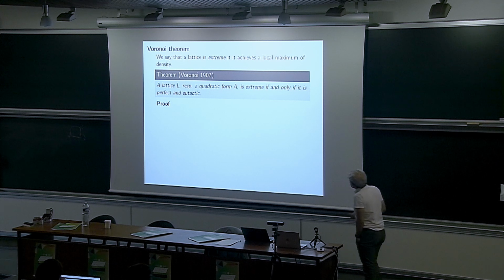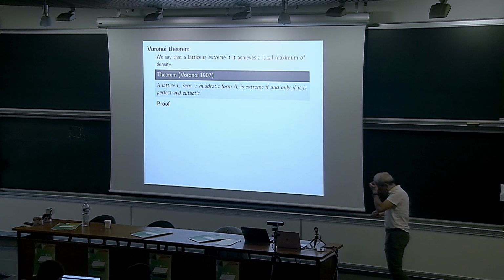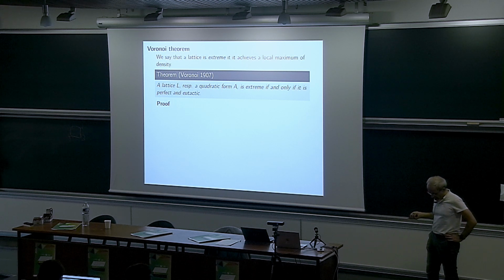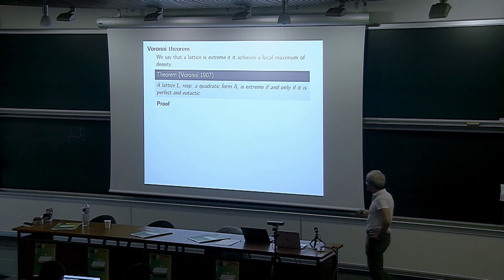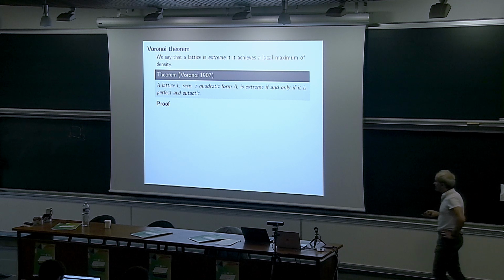So, what do we do with these two notions? Well, these two notions show up in this old theorem by Voronoi, which says that a lattice, or the corresponding quadratic form, achieves a local maximum of density if and only if it is perfect and eutactic.